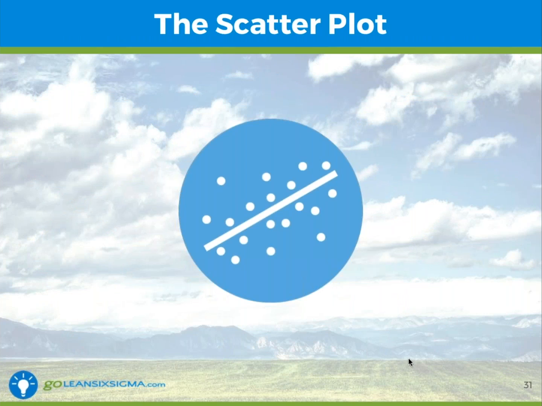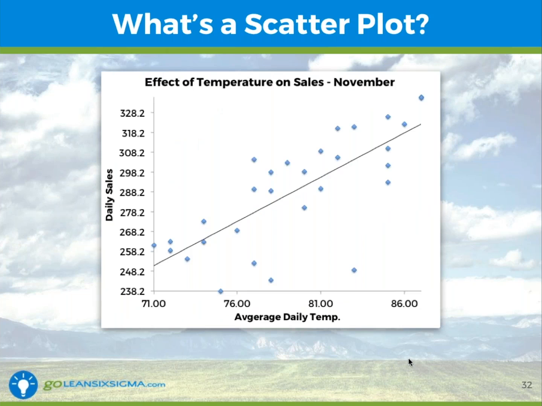So the last chart helps us understand if there's a correlation between two variables. It's a great chart to use when trying to prove or disprove hypotheses. A scatter plot is a chart that shows whether there is a relationship between two variables. So let's figure out, what do we mean by that? Here's an example. It's comparing outside daily temperature, this is just a simple example, to daily sales, trying to see if there's a relationship between the daily temperature and the sales.